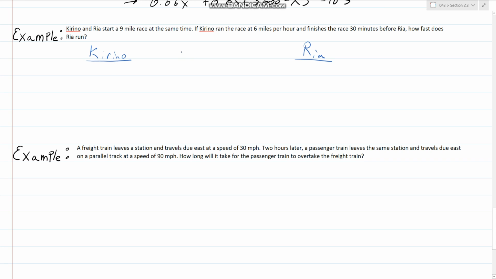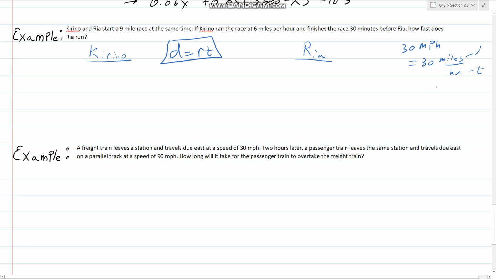Okay. Now, with these types of problems, you have to know the equation distance equals rate times time. You're going to need to know that. I would argue you already know it if you drive 30 miles per hour. That translates to 30 miles per hour, and so this is your distance and this is your time, right? So you have that rate equals distance over time. That's just a different version of that equation, all right?